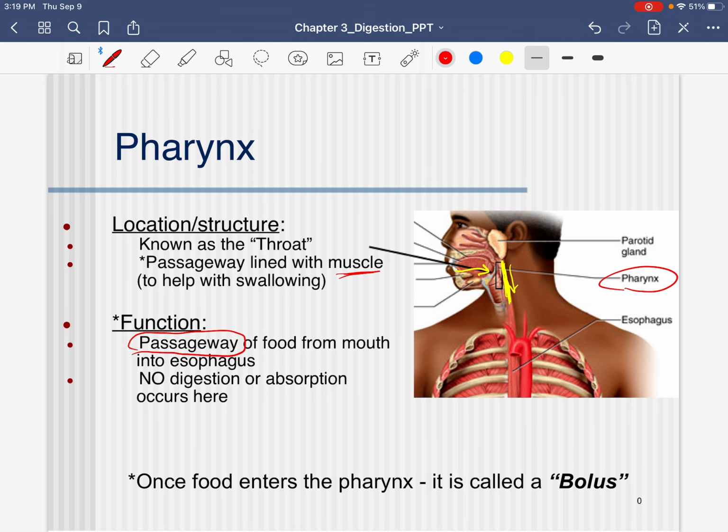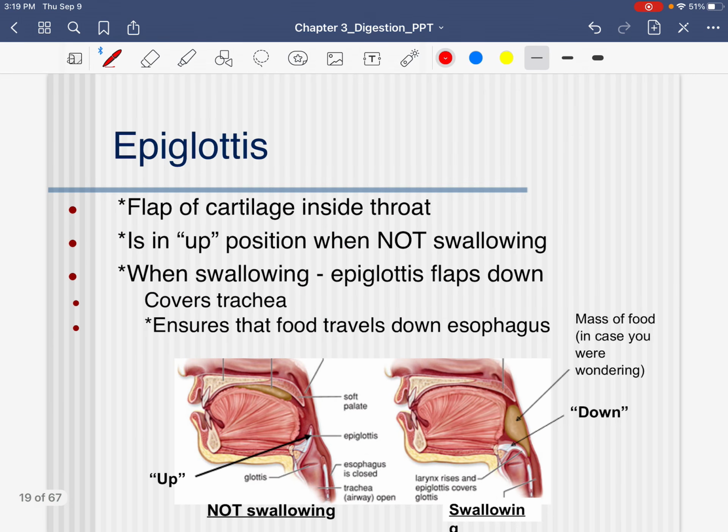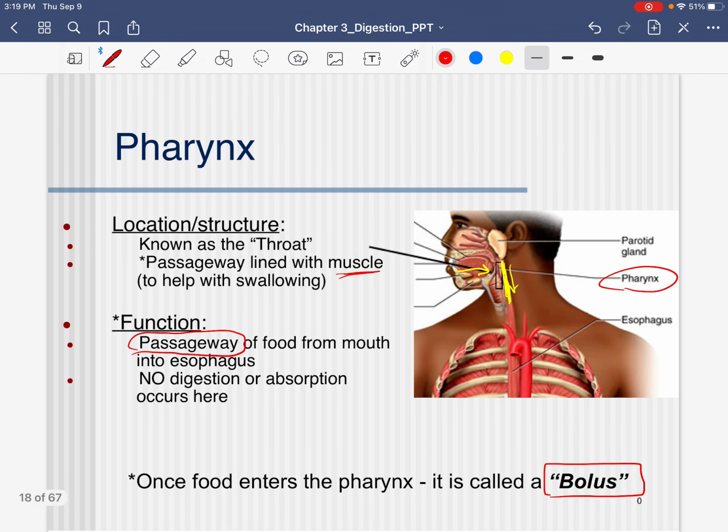So the outer edges of the pharynx are lined with smooth muscle to help us swallow and begin to push that food down. Once the food enters the pharynx, that food stuff takes on the name of a bolus. We're going to see that this food mass will change names at some points in the GI tract. So after we swallow, that moistened, somewhat digested food mass is called a bolus.